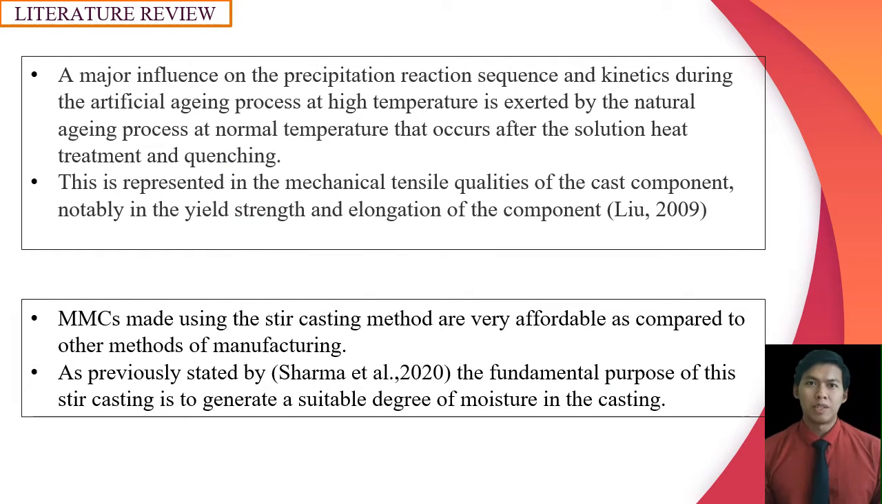A major influence on the precipitation reaction sequence and kinetics during the artificial aging process at high temperature is exerted by the natural aging process at normal temperature that occurs after the solution heat treatment and quenching. This is represented in the mechanical tensile quality of the cast component, notably in the yield strength and elongation of the component, based on Liu 2009. MMC made using the stir casting method are very affordable as compared to other methods of manufacturing. As previously stated by Sharma et al. 2020, the fundamental purpose of the stir casting is to generate a suitable degree of wetting in the casting.